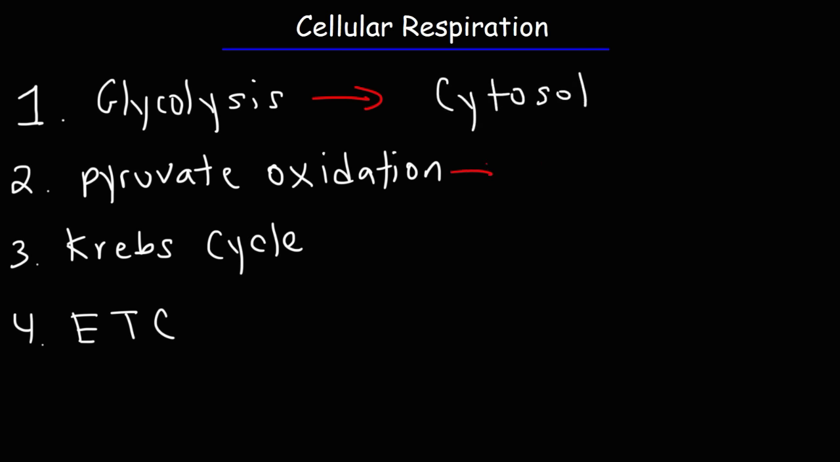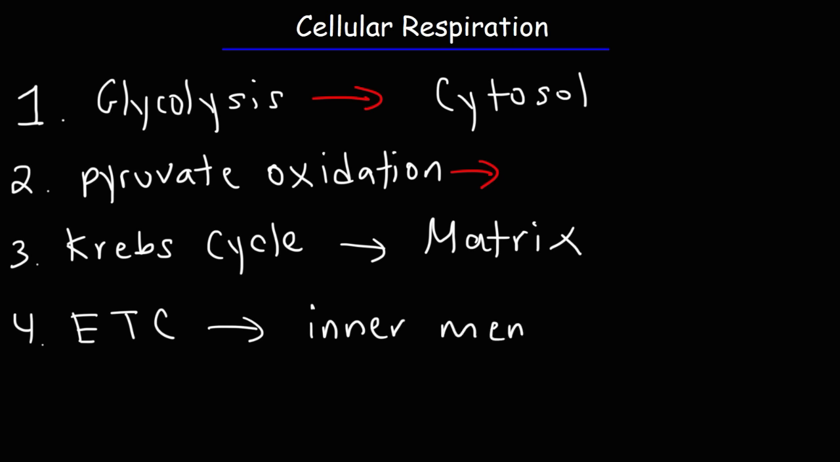Pyruvate oxidation occurs inside the mitochondria. The Krebs cycle also occurs inside the mitochondrial matrix. And the electron transport chain occurs in the inner membrane of the mitochondria. Not the outer membrane, but the inner membrane. So you need to know where these processes occur in the cell.